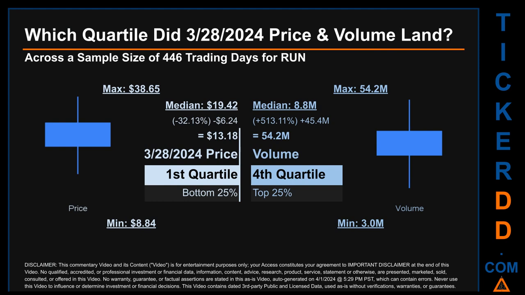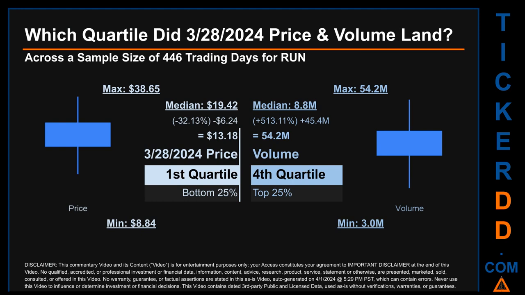Which quartile did March 28, 2024 price and volume land? Across a sample size of 446 trading days, the maximum end-of-day price for RUN was $38.65 while the minimum was $8.84. Within that price range, March 28, 2024 price, of $13.18, landed within the first quartile, meaning it was within the bottom 25% of all sampled end-of-day prices.